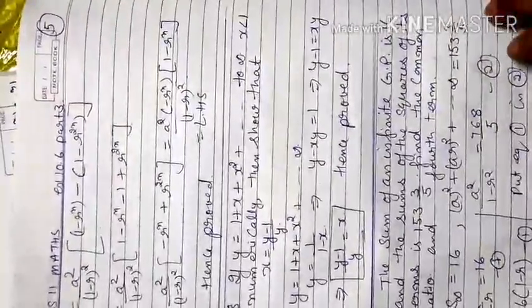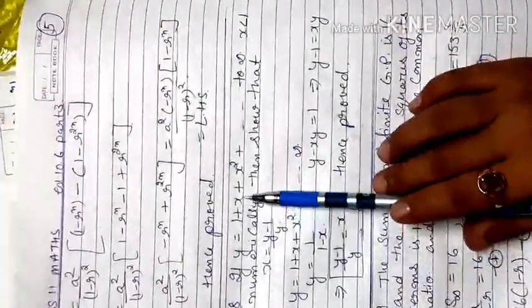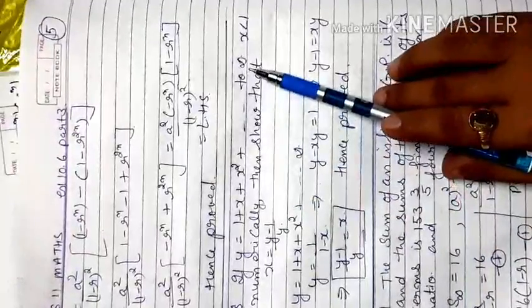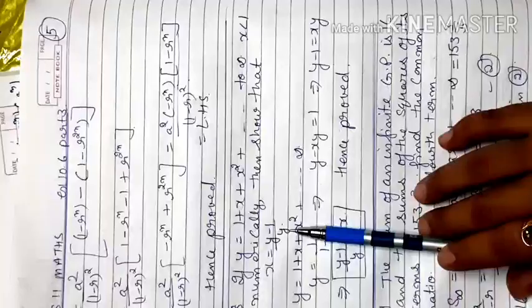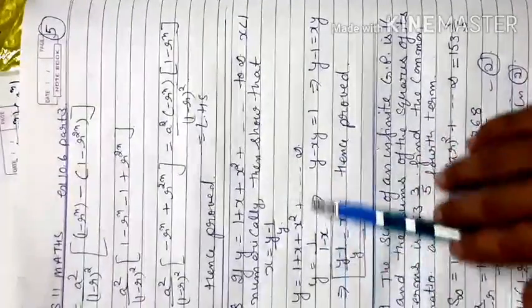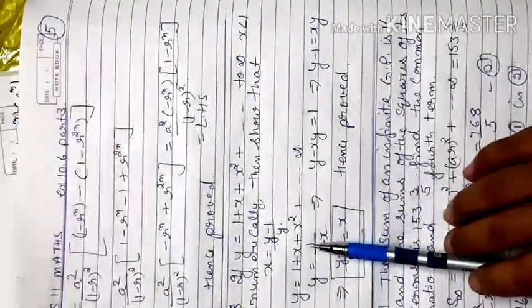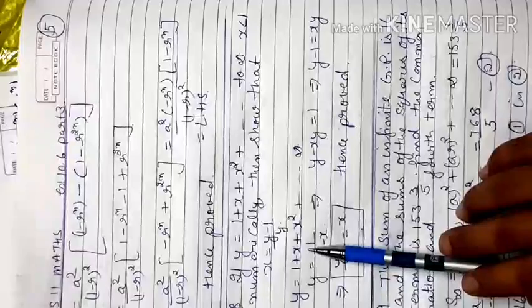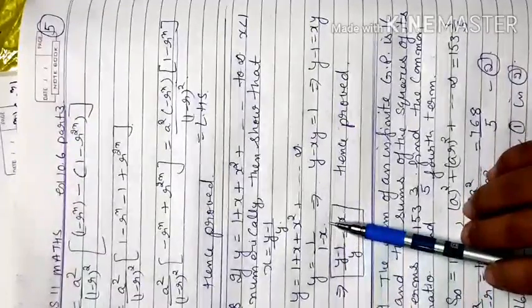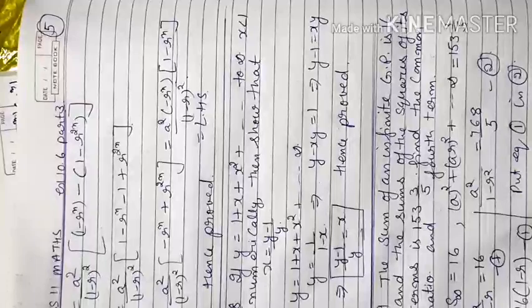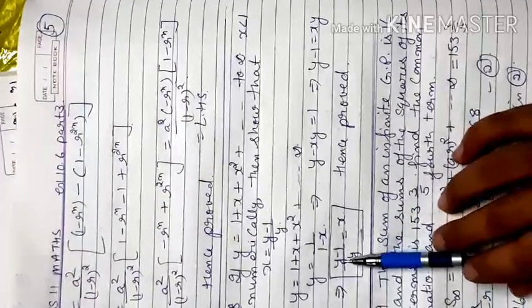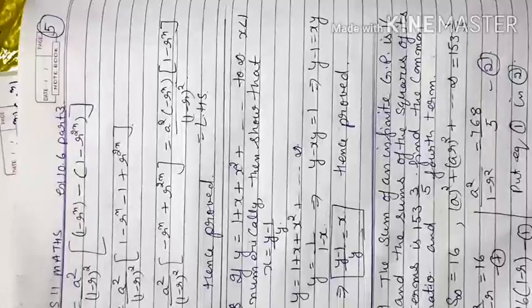Now your 28th question. In this 28th question you have y is equal to 1 plus x square up to infinite. You have to find the value of x is equal to y minus 1 by y. You just apply the direct formula of this infinite series. A upon 1 minus r value is x, 1 upon 1 minus x. So here when you cross multiply that, just equate the x term, so that is y minus 1 upon y.